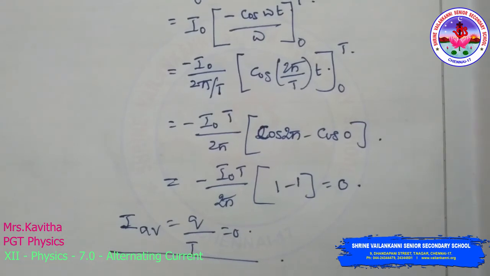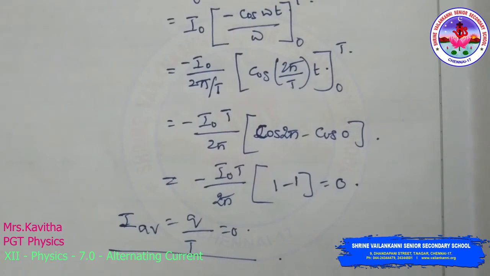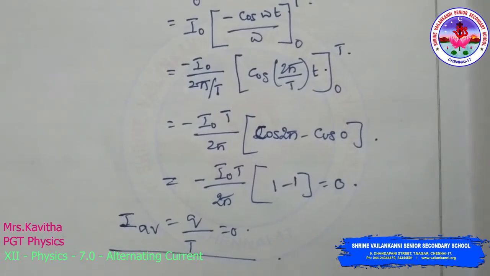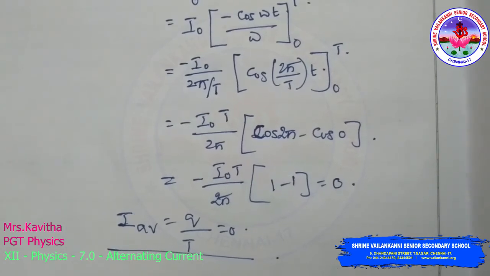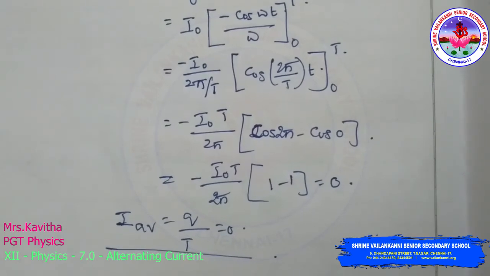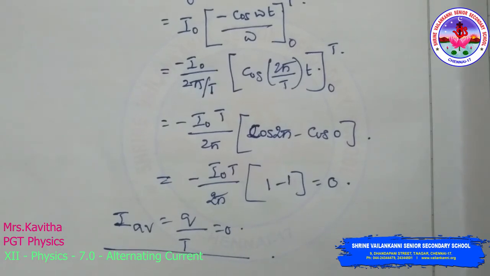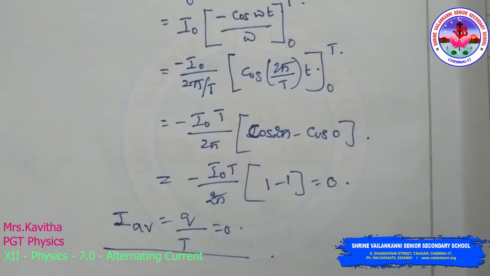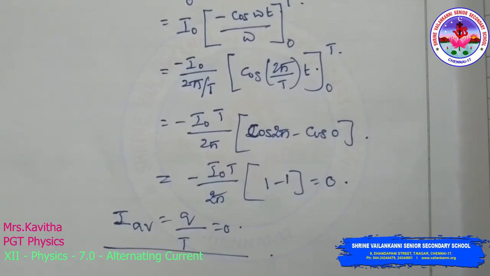The fact that the average current is 0 does not mean the average power consumed is 0, or that there is no dissipation of electrical energy. As you know, Joule heating is given by I square R, and it depends on I square, not on I. So there is Joule heating and dissipation of electrical energy when an AC current passes through a resistor.